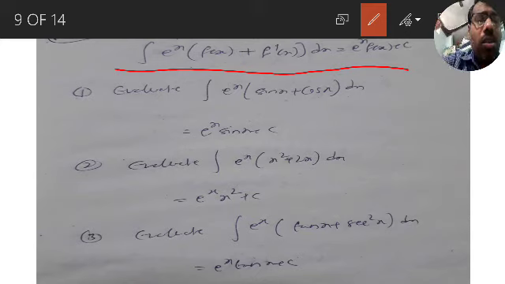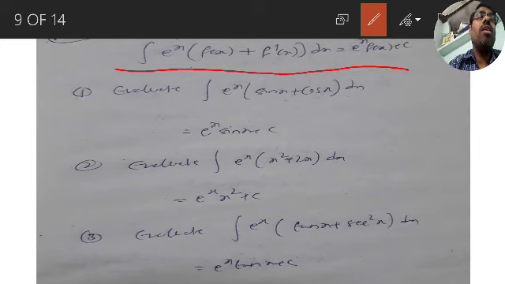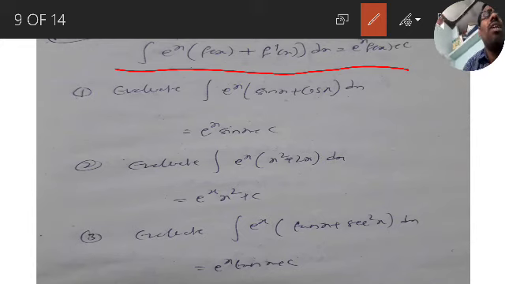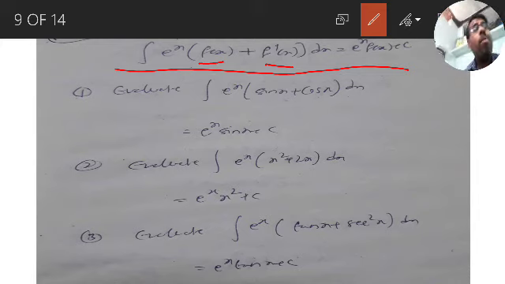So look at it. What is that? Integration of e power of x into f of x plus f dash x dx is e power of x into f of x plus c. E power of x into function plus its derivative, then the integration is e power of x into function. Very simple and very useful. Many times it's coming in examination.